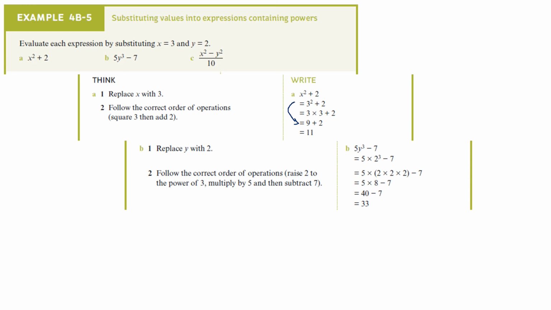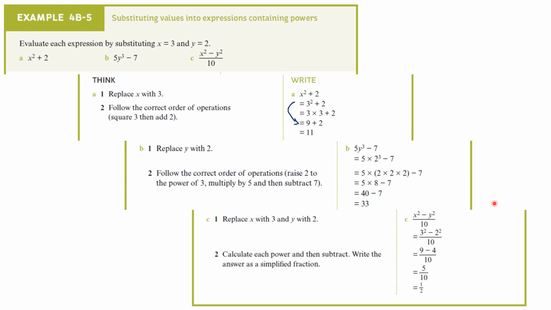Let's look at question B. 5y cubed, or 5y to the power of 3, minus 7. We're going to replace y with 2. That's what the question said. And then we're going to write it as 5 times 2 cubed minus 7. Again, you don't have to do this step here, guys. We can go from here straight to this third step. So 2 cubed is 8. So I've got now 5 times 8 minus 7. 5 eights are 40. 40 take away 7 is 33.